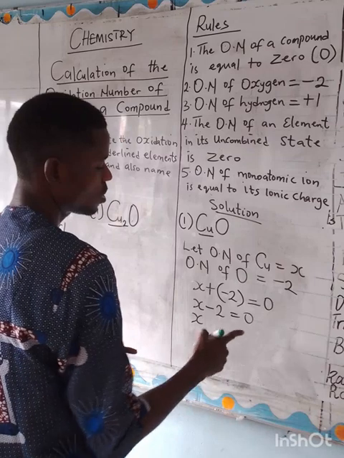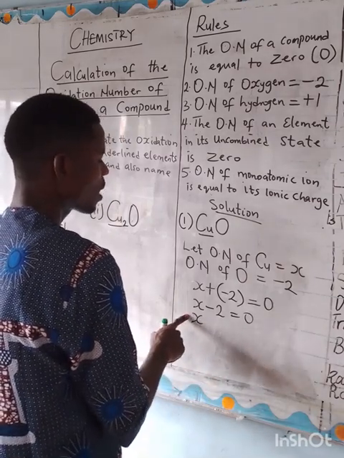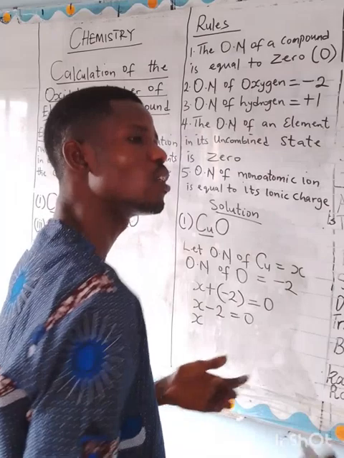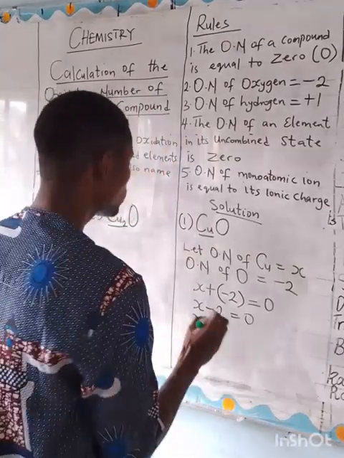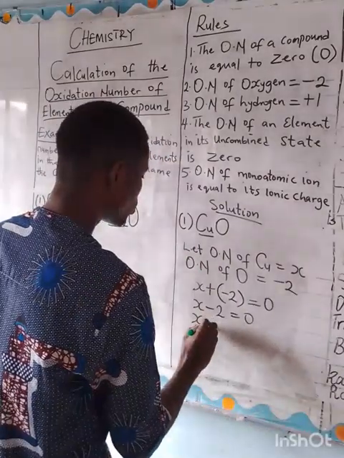You know, this is 0, right? This is minus 2. And this is X. This is a letter and this is a number. So there's no way you can add a number and a letter together. So what do you do? You take it to where numbers are, to the other side of the equal to sign.